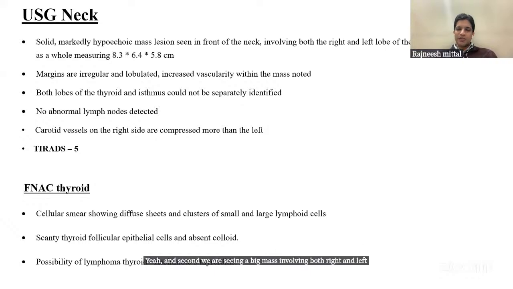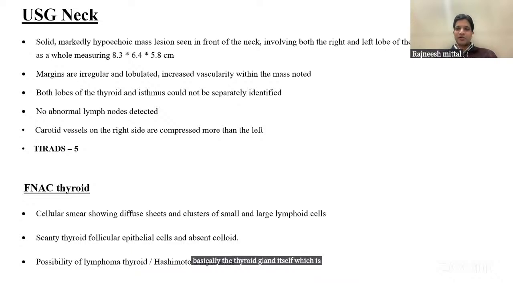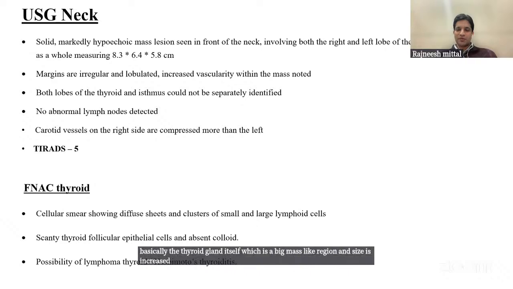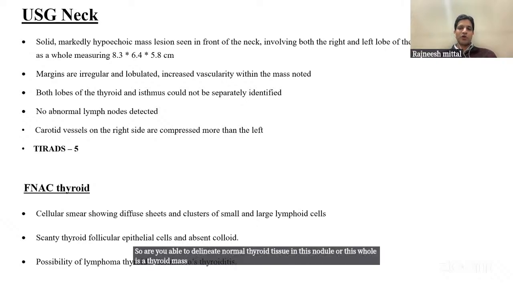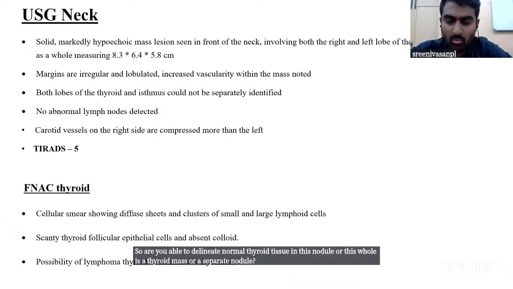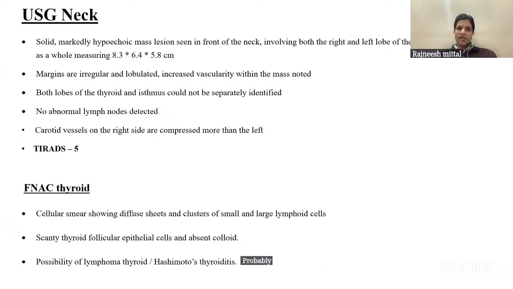So is it a mass separate from the thyroid gland, like a nodule, or is it basically the thyroid gland itself, which is a big mass-like lesion and size is increased, which has become vascular? So are you able to delineate normal thyroid tissue and this nodule, or is this whole thing a thyroid mass or a separate nodule? Sir, it's almost involving the whole of the thyroid. So basically, you want to say that probably it is just a goiter, which has become vascular, but the margins are irregular, lobulated.